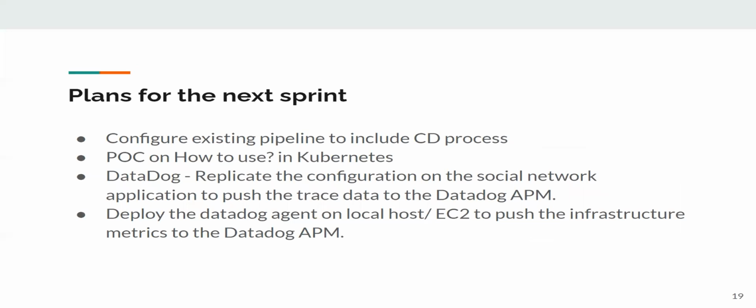Moving on, the plans that we have for the next sprint are to configure the existing pipeline to include the CD process. We'll also be studying more about Kubernetes to include that in our application for the Datadog part. We currently have the trace data that we are pushing from the demo application to the Datadog APM, but now we'll be replicating the same configuration for our actual social network application. And last but not least, we have to deploy the Datadog agent on localhost and EC2 to push the infrastructure metrics to Datadog.